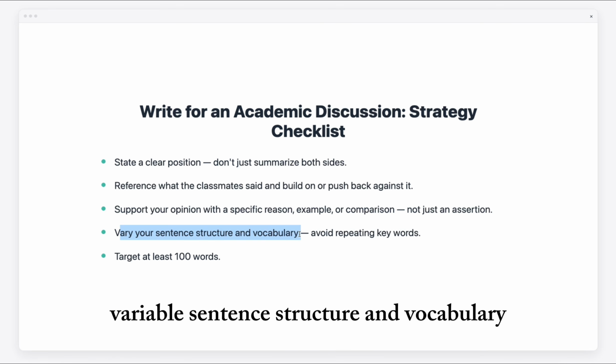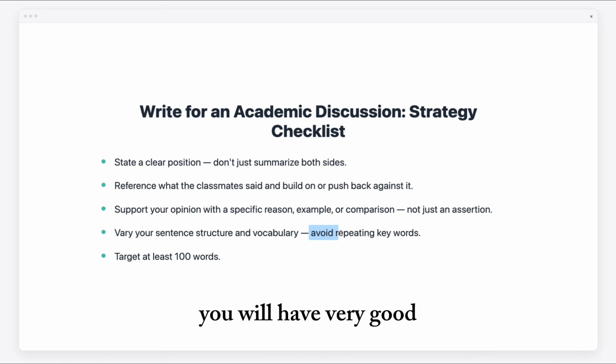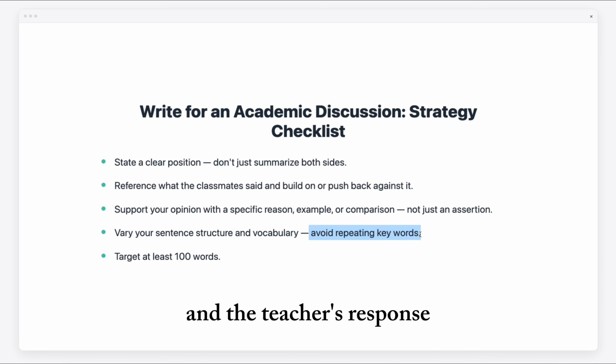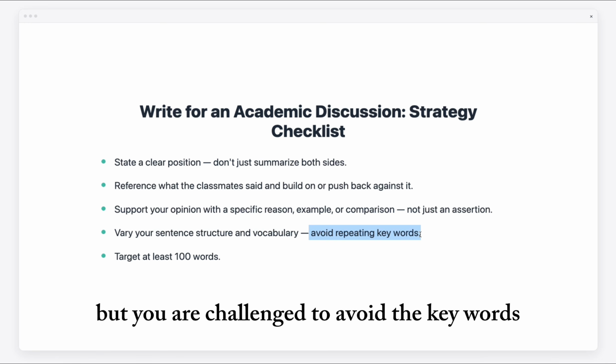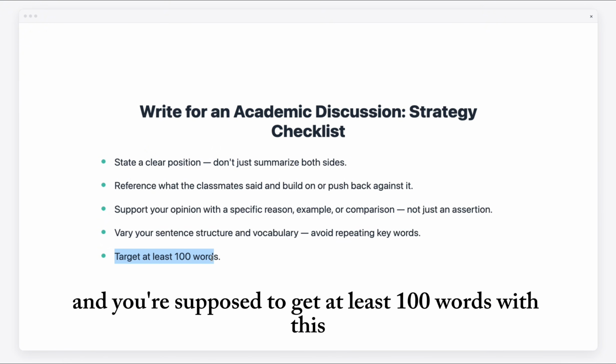Use variable sentence structure and academically based vocabulary. You will have very good vocabulary at your disposal through these 2 responses and the teacher's post, but you are challenged to avoid the keywords. And so a series of substitutions with synonyms is a very good idea. And you're supposed to get at least 100 words with this.